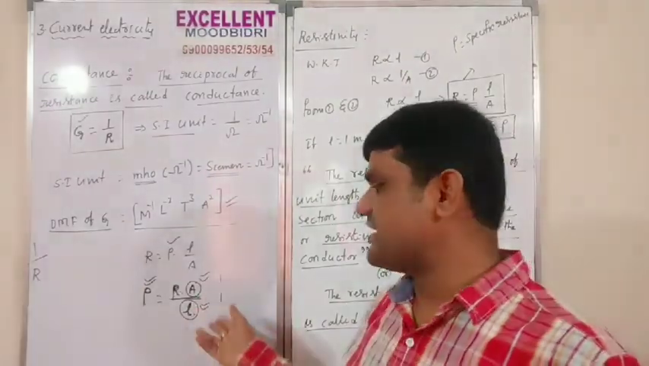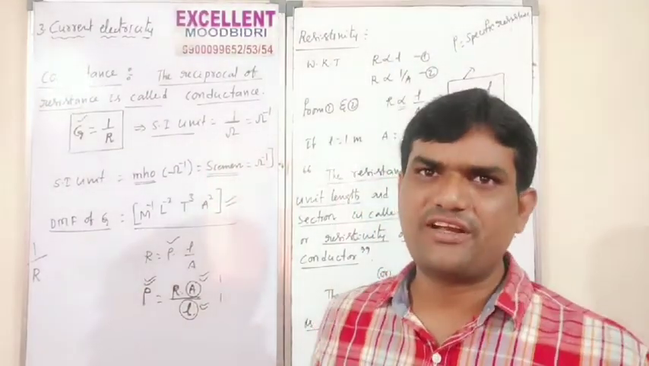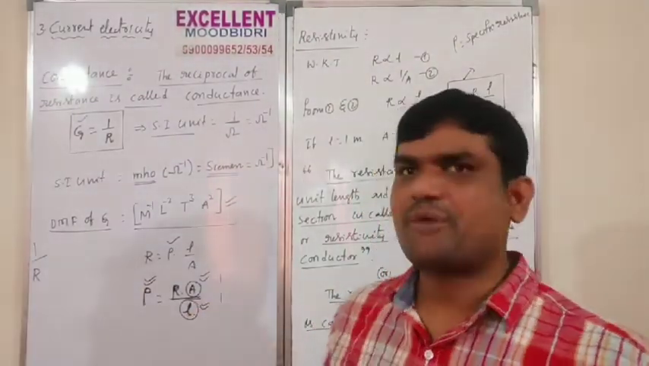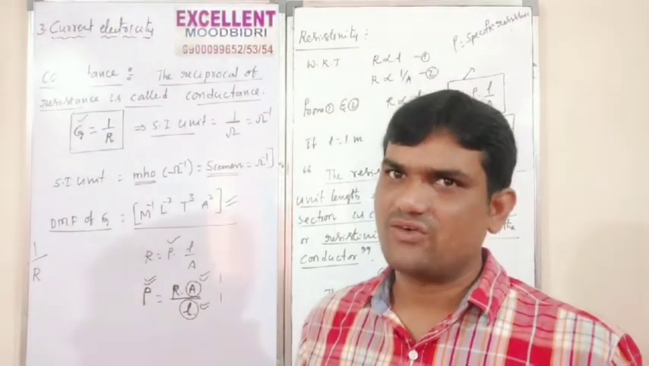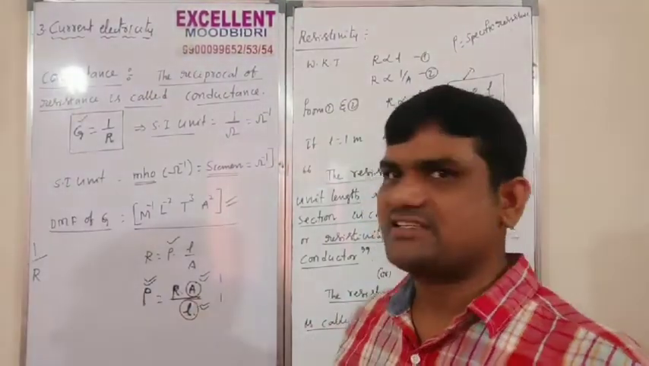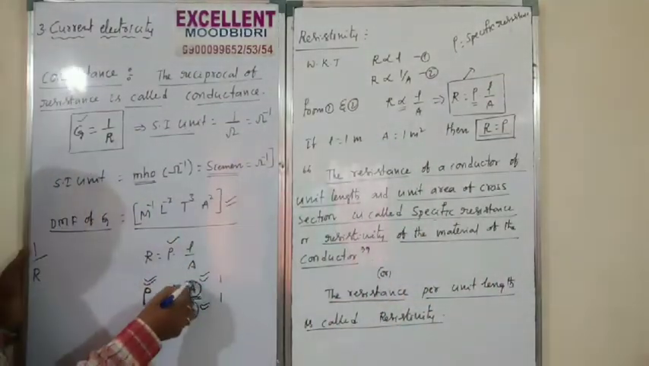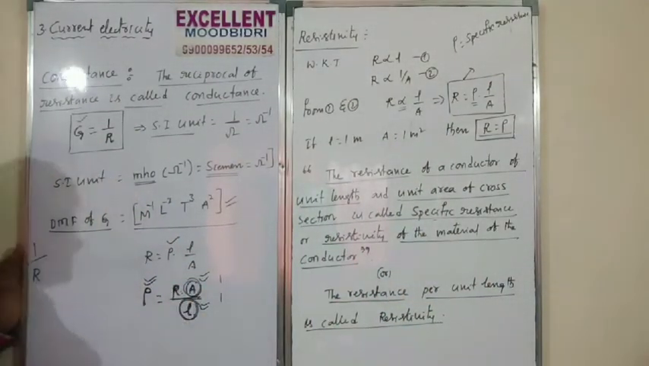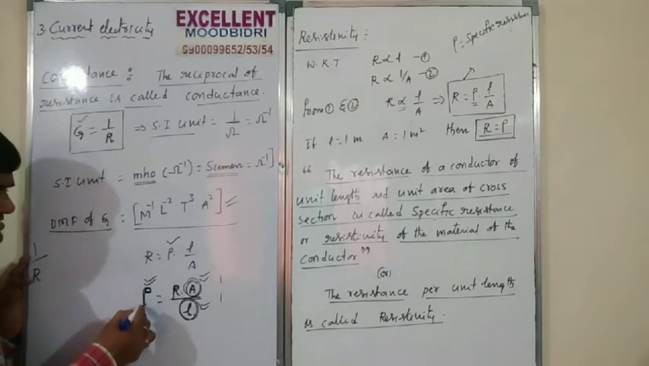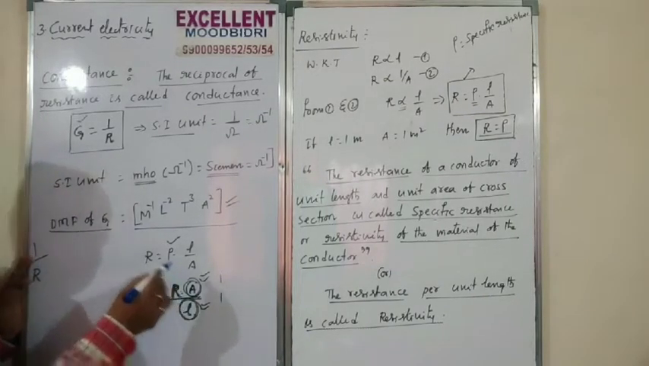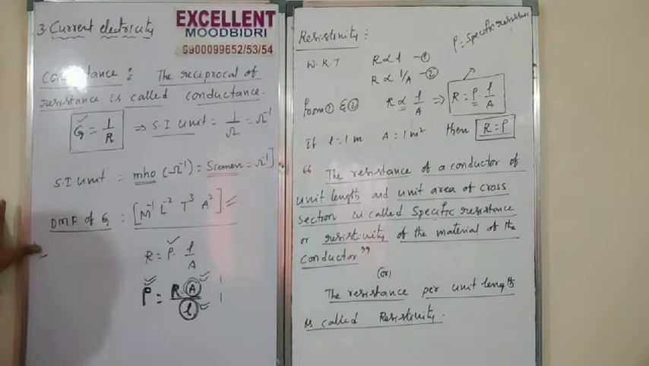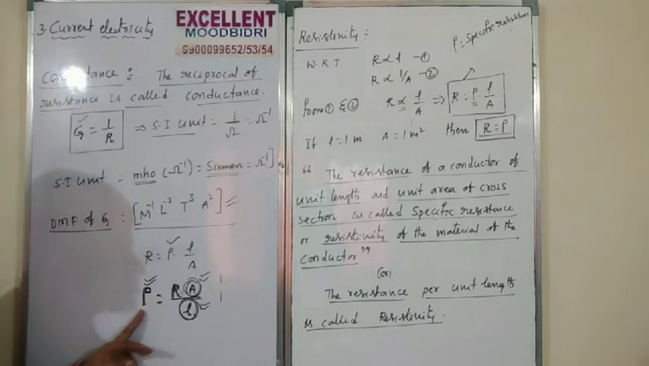Dimensions mean area as well as length. It is independent of their geometry. Geometry is nothing but area as well as length, so it is a constant, because area is equal to 1 unit and length is equal to 1 unit. Therefore, rho depends only on resistance. If resistance is maximum, resistivity is also maximum.